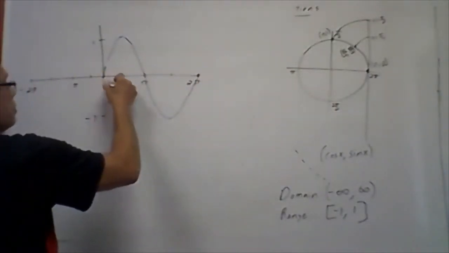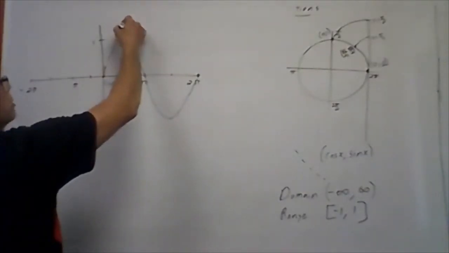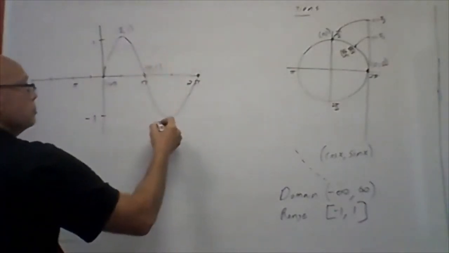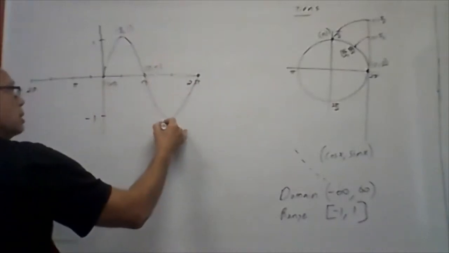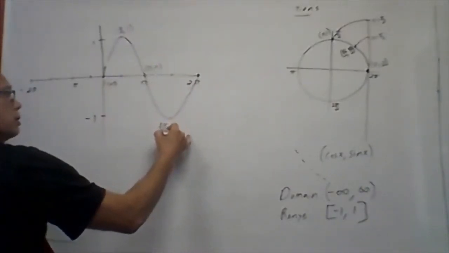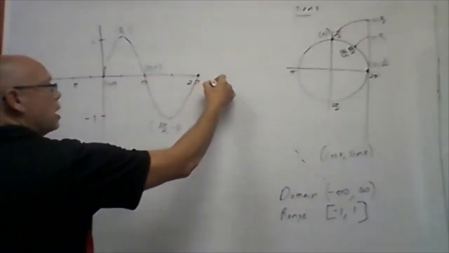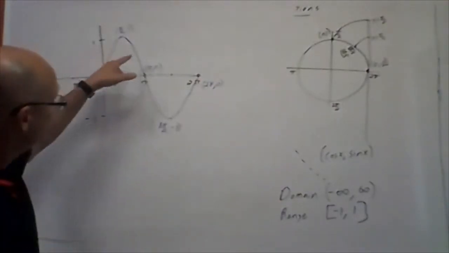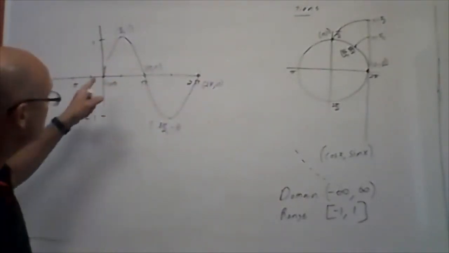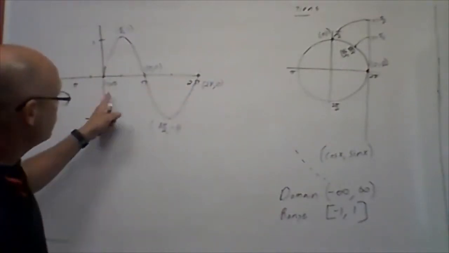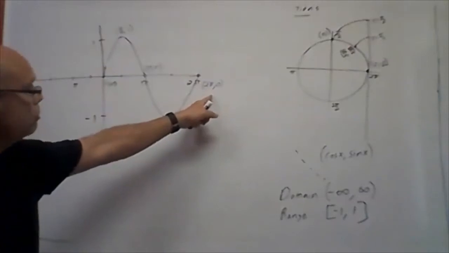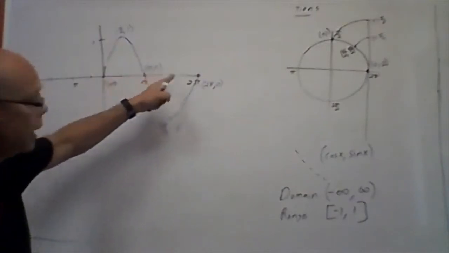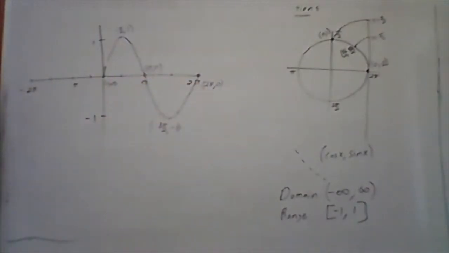So this is the point 0, 0. This is the point pi over 2, 1. This is the point pi, 0, not pi, 1. This is the point 3 pi over 2, negative 1. This is the point 2 pi, 0 right here. I want you to be familiar with those points, and also with the shape of it. That's one period of it, from 0 to 2 pi. Notice also your max point, your min point, and the x-intercepts are what I labeled there, okay?